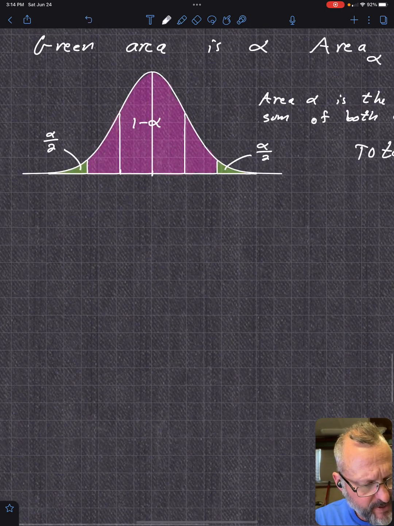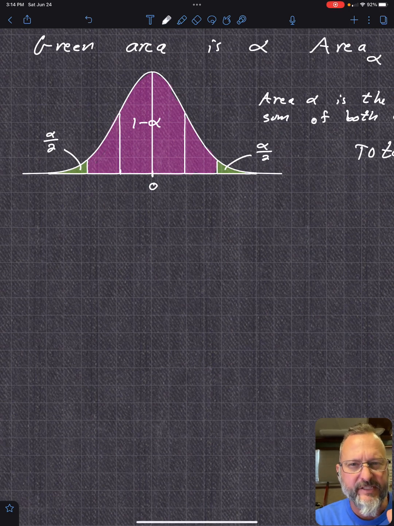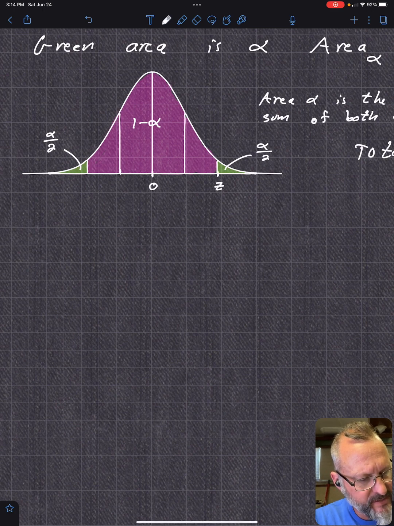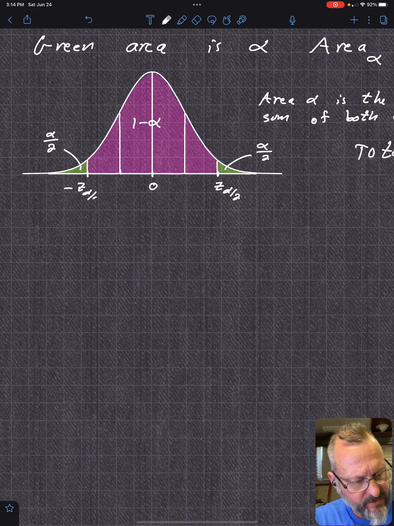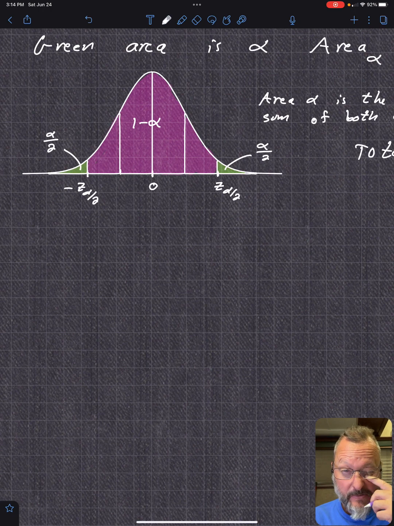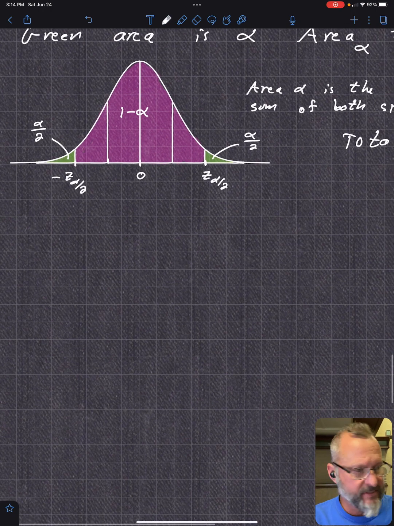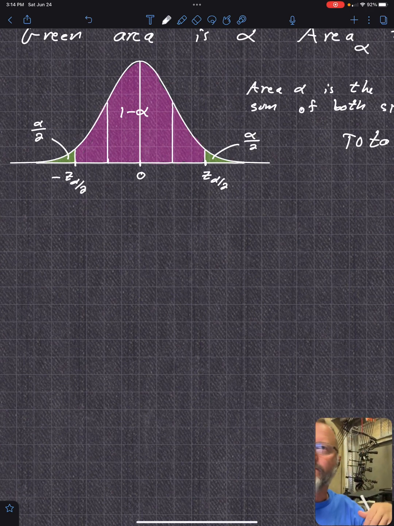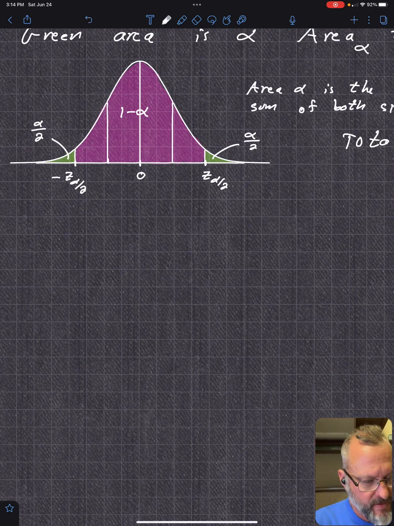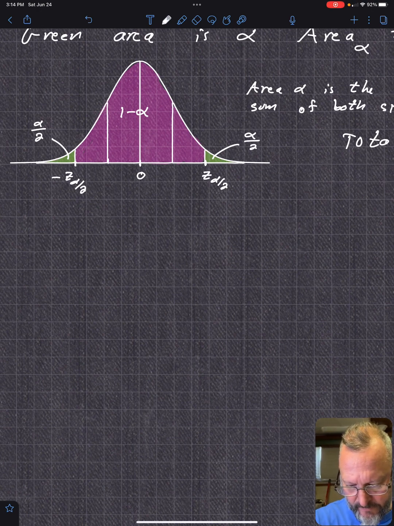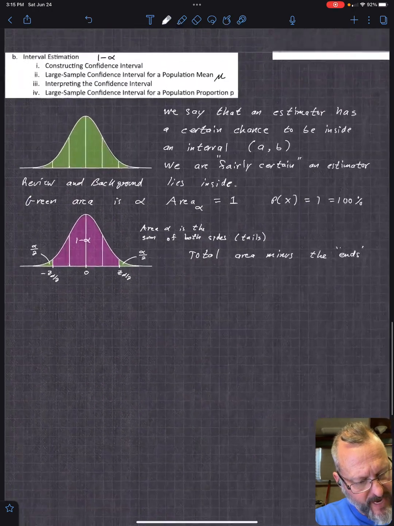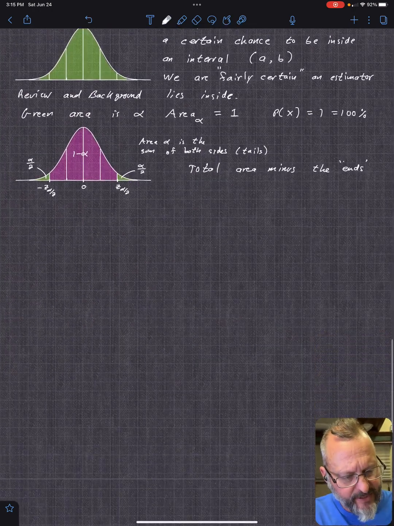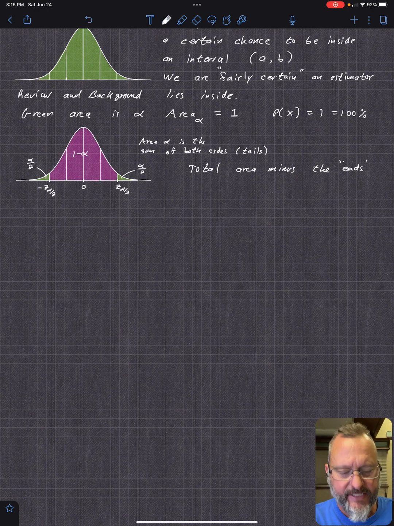And if this middle part here is 0, and we're doing a z-score, putting everything at 0, then you go out to, you call this value there z sub alpha over 2, and this one here negative z sub alpha over 2. That's how I indicate it. And so we'll get specific numbers here in a second. So that's what the confidence interval is. It's in between those two values, and that's how you create the confidence interval.